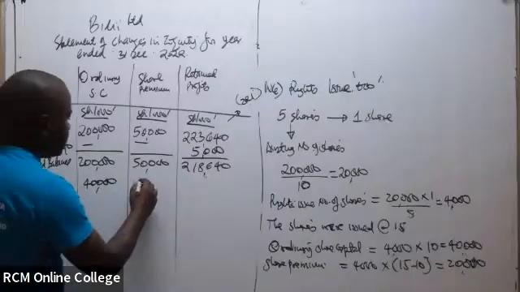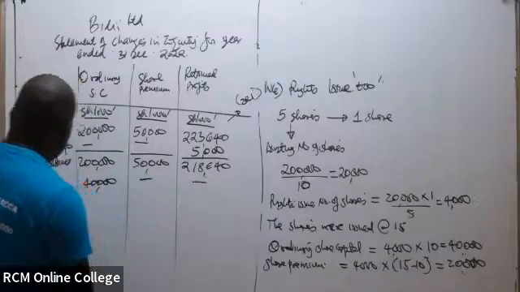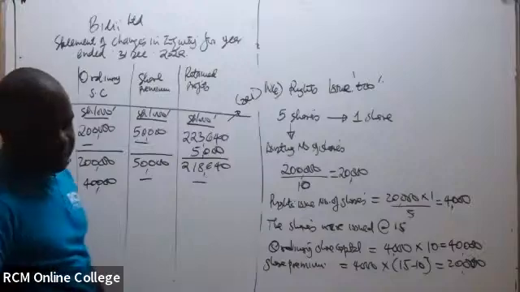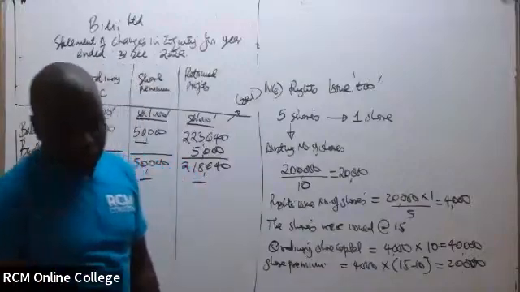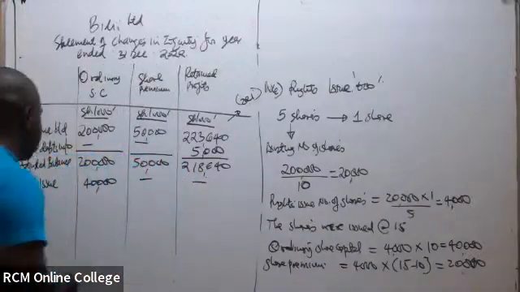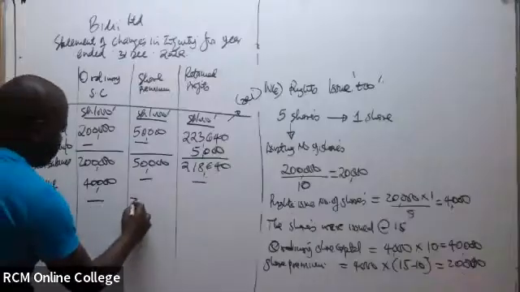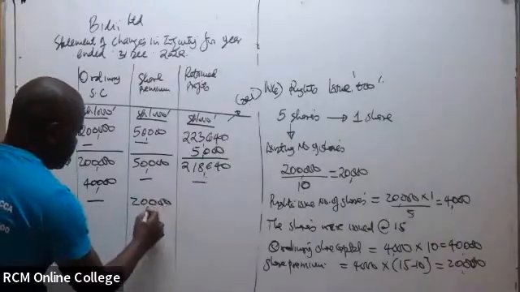Then in this case, we have the share premium. So you have the share premium on the rights issue. The premium realized on the rights issue is actually 20 million. Exactly 20 million. So it will add to that.